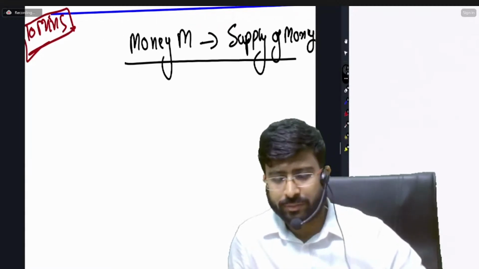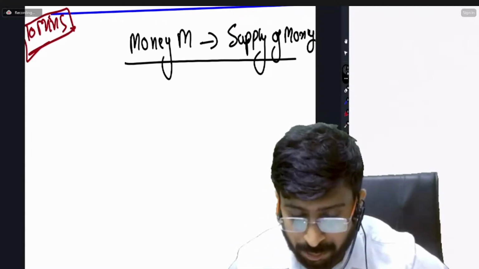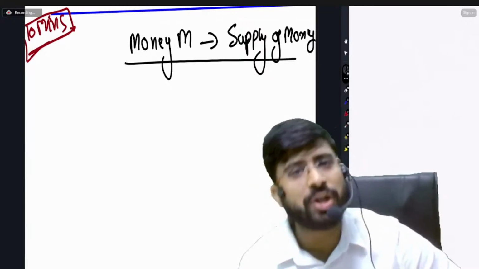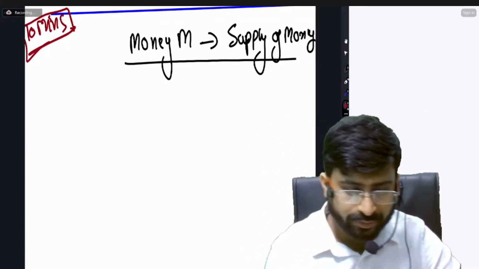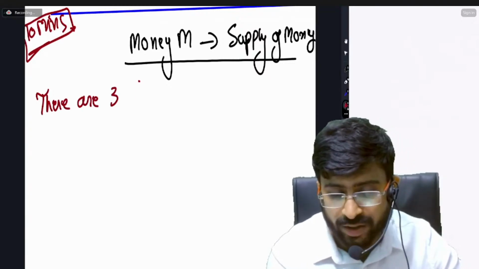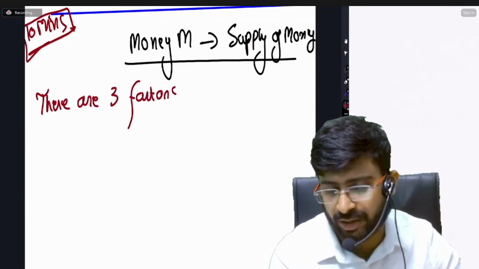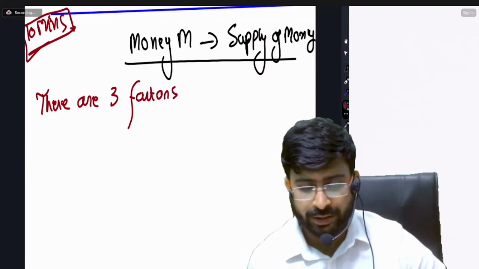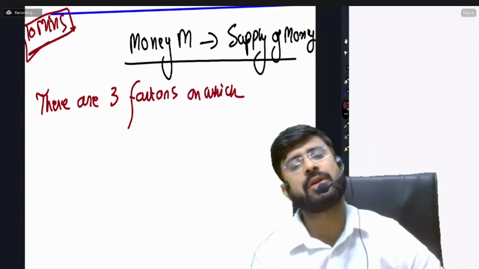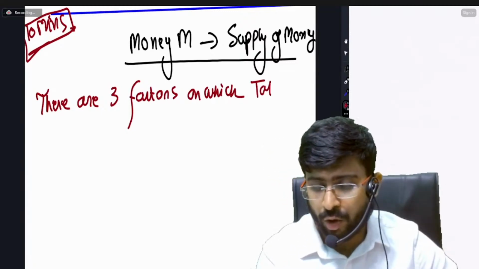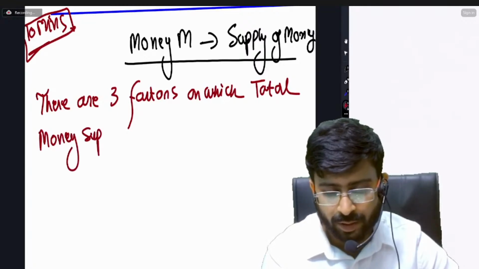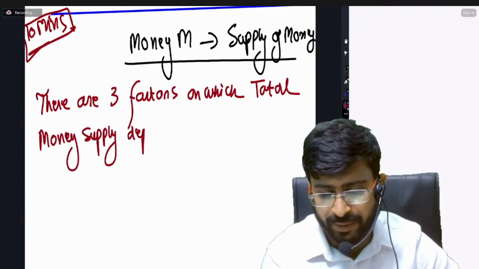Okay, let's go. So now we talk about the money multiplier again, the money multiplier approach, but this time in a more detailed way. There are three factors on which total money supply depends. Students, how many? There are three factors, and then I'll tell you the formula as well.